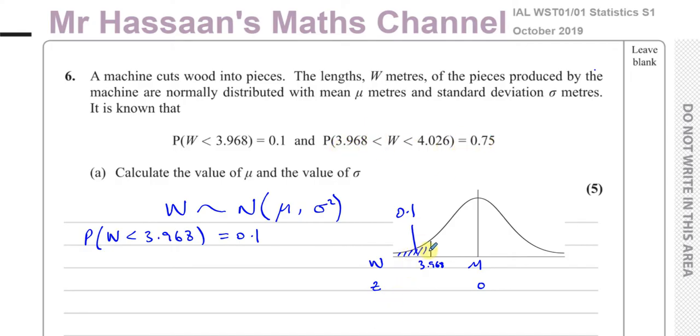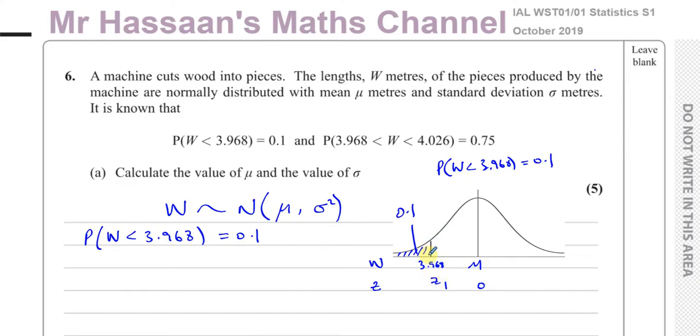So I can see this is representing that the probability that the length is less than 3.968 is equal to 0.1. That's what represents it. Now we've got to find what this Z value is. I'll call it Z1. What is the Z value that corresponds to this? What we know is that we can see on the table what this Z value is.